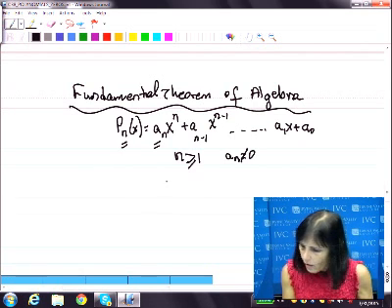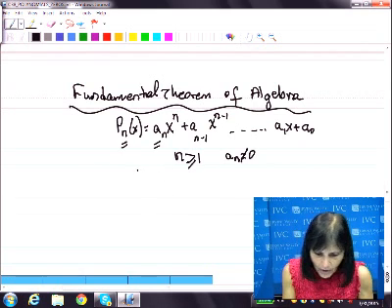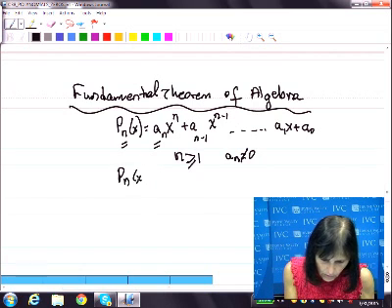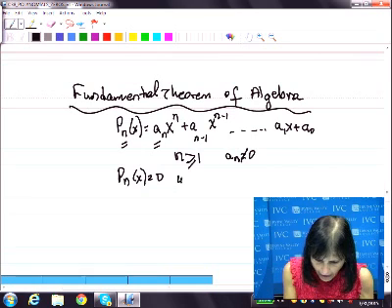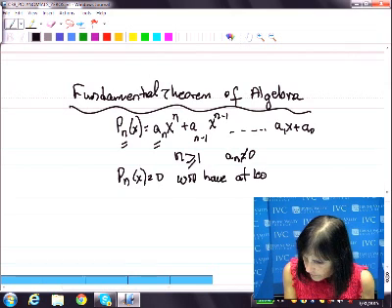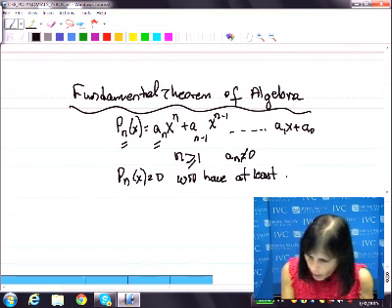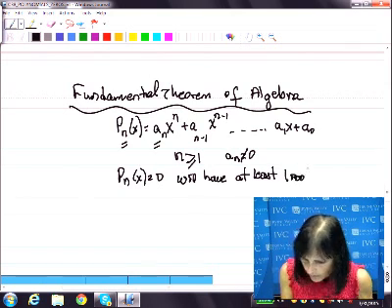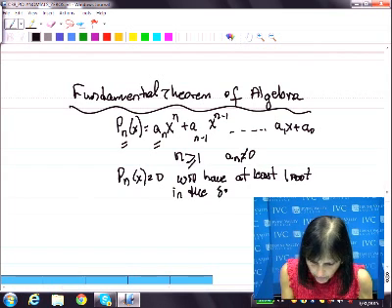Okay, now let's look at that. Fundamental theorem of algebra says Pn of x equals 0 will have at least one root in the set of complex numbers.